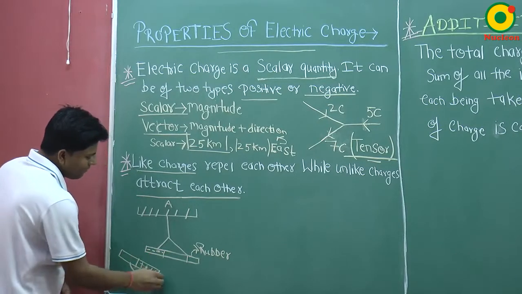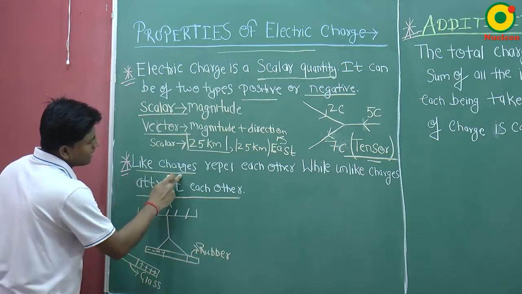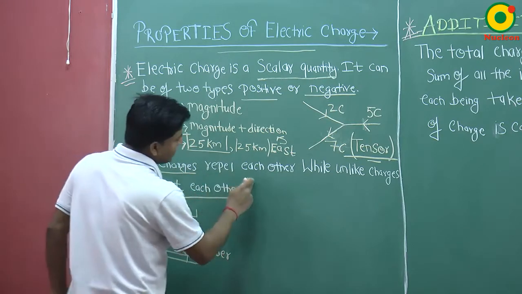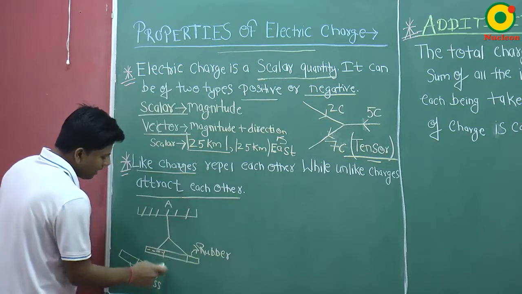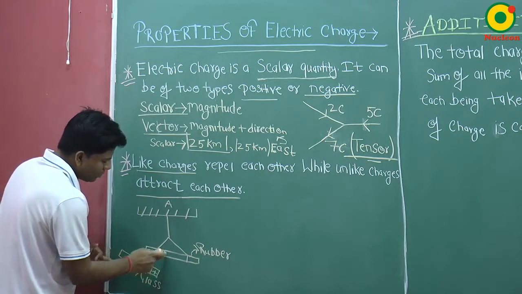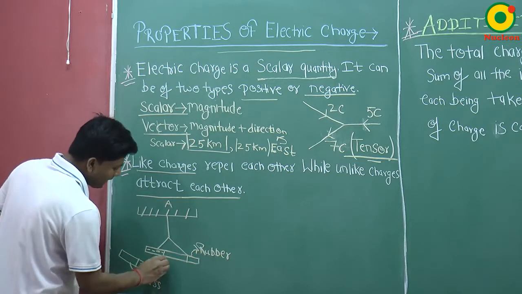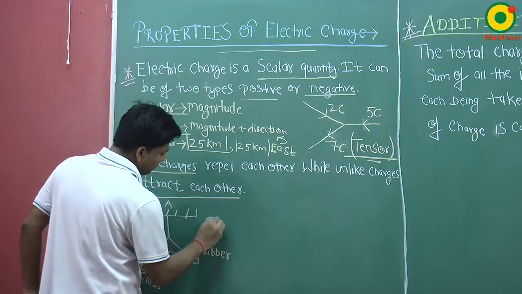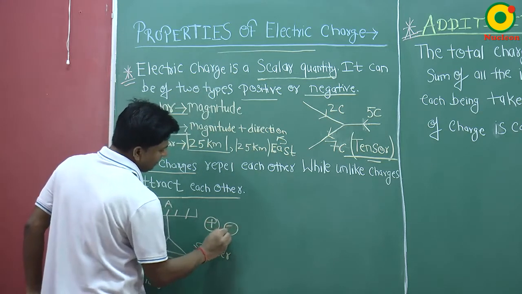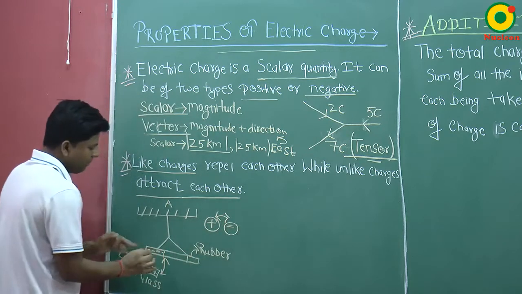So by this thing we clearly see over here that like charges repel each other and unlike charges attract each other. So these two are the unlike charges over here. One is positive and another one is negative. So there is a force of attraction between both of them, okay?